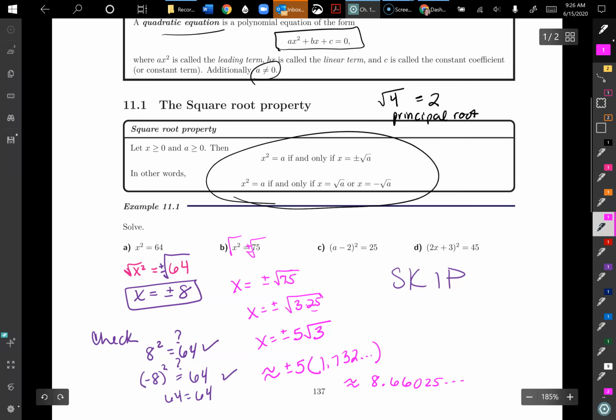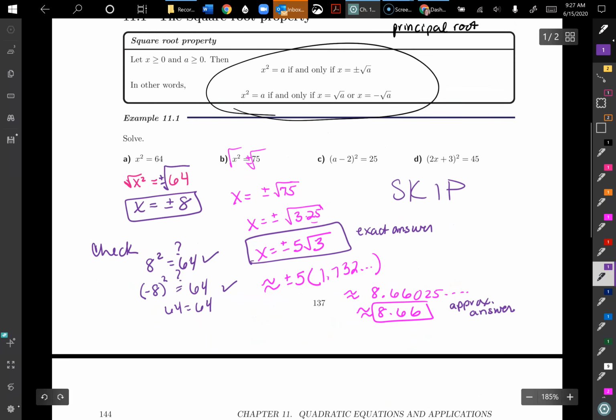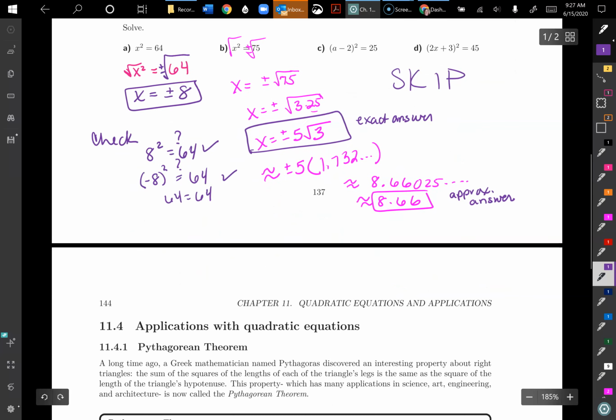I'll write out what I'm doing here though. Generally, we go 2 places. So again, x equals plus or minus 5 square root of 3, or sometimes we just say radical 3. That's an exact answer. And this is an approximated answer. Kind of the same deal when you have something in terms of pi, like 2 pi is an exact answer, where if you calculated out pi on a calculator, it would be approximated.